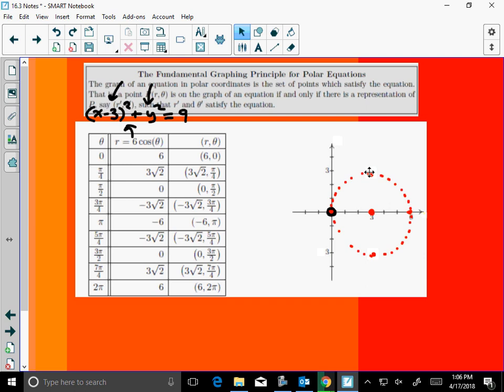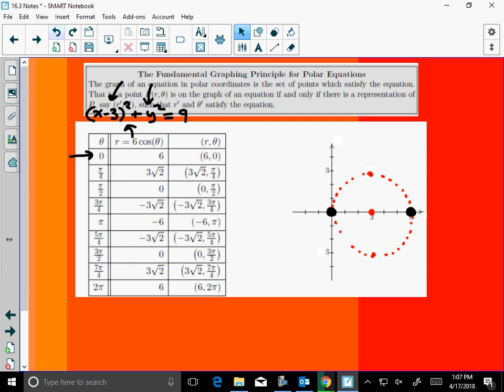So if I plug in 0 for theta, what is cosine of 0? 1. What is 6 times 1? 6. So if I have an angle of 0, I have a radius of 6. So what does that mean? I extend 6, and I rotate how many? 0. Okay, so I'm going to extend 6 and rotate 0. That's the first point on my circle.